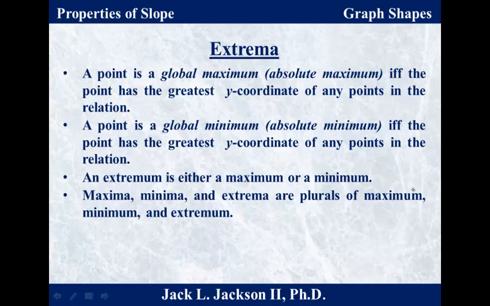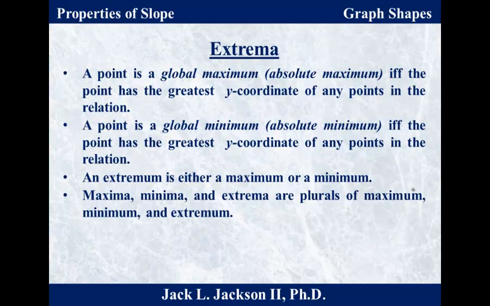If the point is the biggest, highest point, period, on the graph, that's called a global maximum or absolute maximum, if and only if the point has the greatest y-coordinate of any points of the relation. And it's a global minimum or absolute minimum if and only if the point has the least, that should say, least y-coordinate of any points in the relation. I have too many typos here.